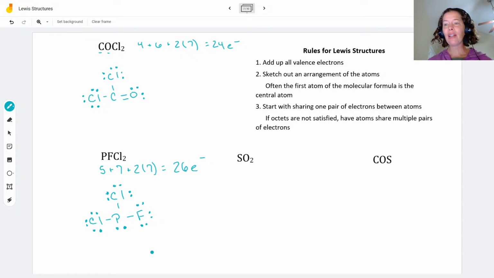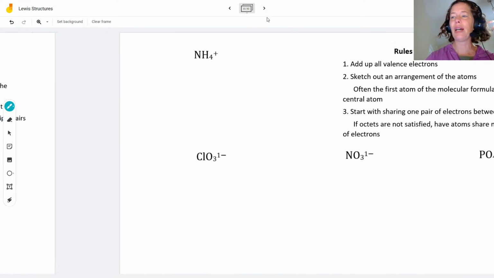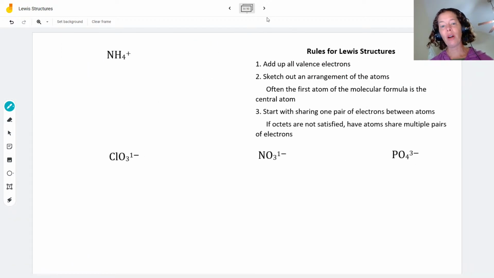We are kind of running short on time, and I definitely want to get to the polyatomic ions, so I am going to leave sulfur dioxide and COS to you guys. Let's move on and do our polyatomic ions. Our rules stay the same, but just like when we did our monoatomic ions, our number of electrons changes. I'll show you how this works. We'll start with the ammonium ion. Adding up our valence electrons, nitrogen gives me 5. I have 4 hydrogens, and they each have 1.